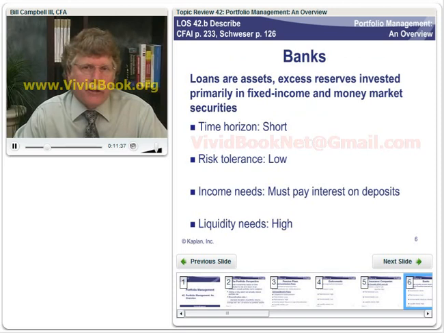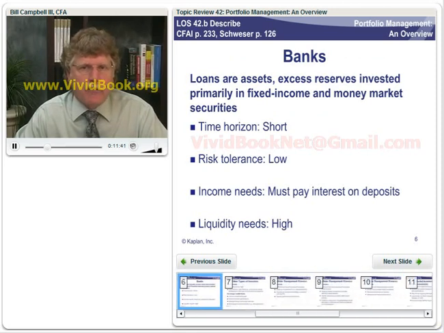Now, the banks typically don't keep a lot of their reserves in cash. They invest those in securities that are going to earn them some income. The idea is that they would like to earn a spread over what they pay their depositors. So they want to invest in securities that earn them a higher rate of interest than the rate of interest that they pay their depositors.